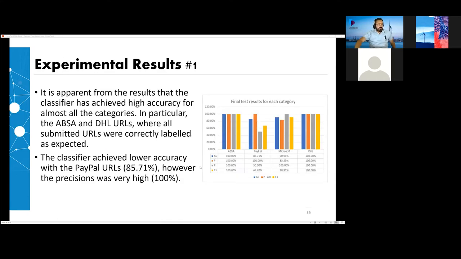And the results were amazing. The precision reached basically 100%. We said here that the PayPal URLs, it was 85.71. The reason is what I explained to you.